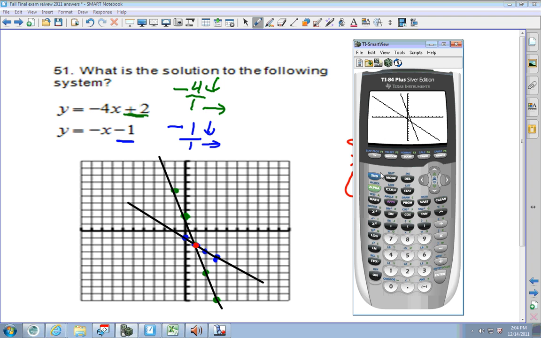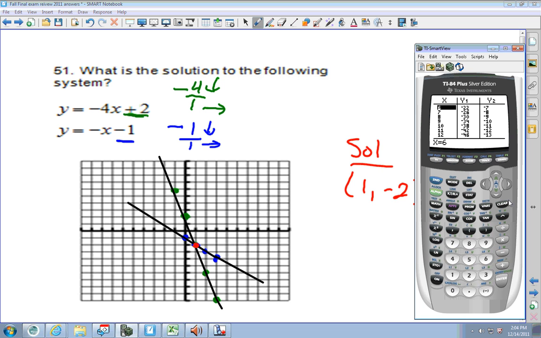Now I can go in here and go to the table, second graph, and where do I know if I'm right or not? You're going to try and find where y1 equals y2, and I think my answer is 1, -2. Let's see here. Yep, y1 and y2 are both -2. You can also do second, trace, 5 for intersect. Make sure these graph before you press enter, and press enter 3 times, and there is your intersection. There is your point.